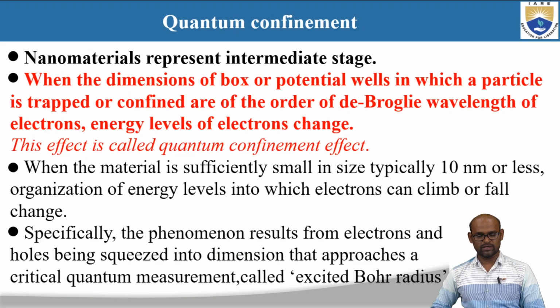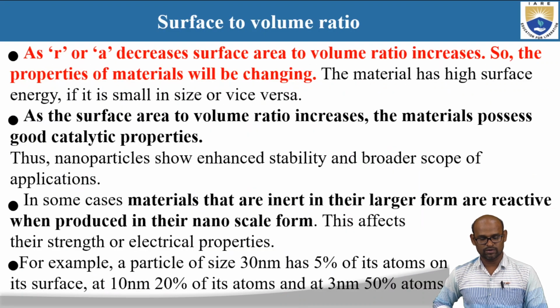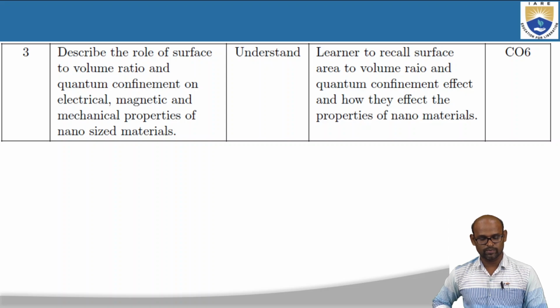Similarly, quantum confinement can make many changes, as we discussed. Opaque substances will become transparent, solids become liquid, stable materials become combustible, inert materials will become catalysts, insulators will become conductors. So quantum confinement and surface area to volume ratio change many properties of the material, like electrical, magnetic and mechanical properties.